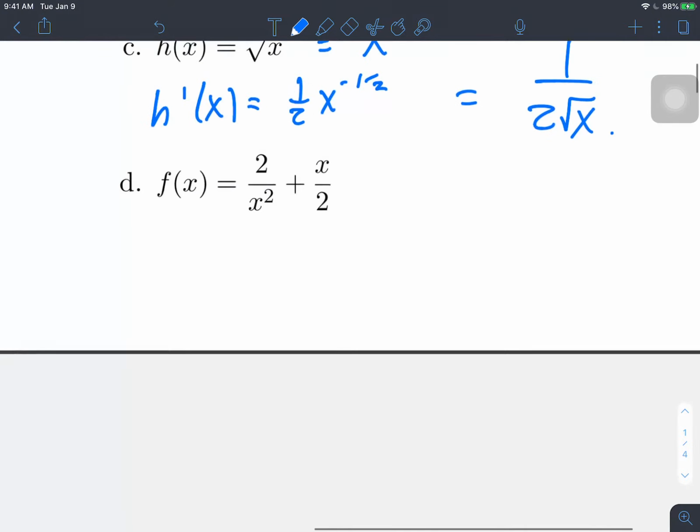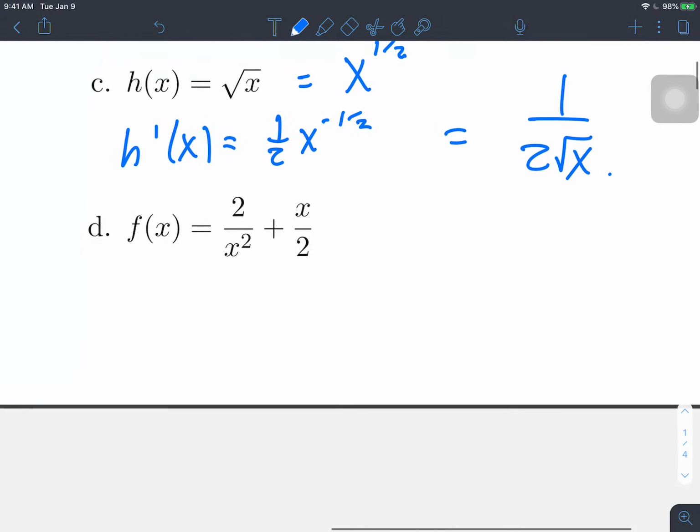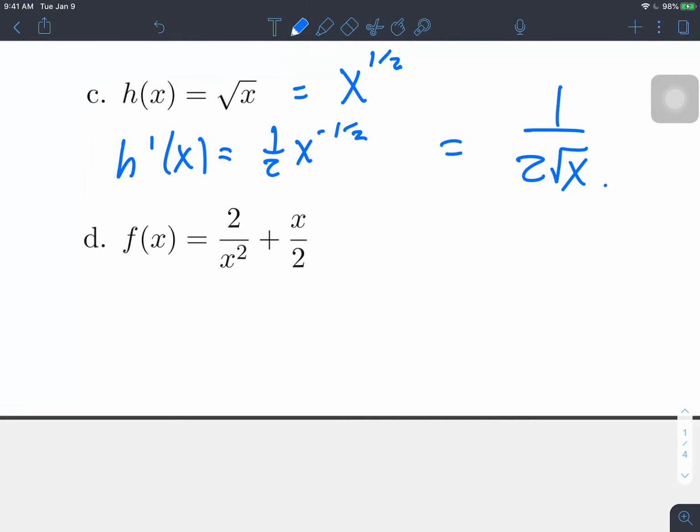All right, last one. Again, I need to write this in a rule-friendly way. Can somebody help me write this in a rule-friendly way? What should it look like?